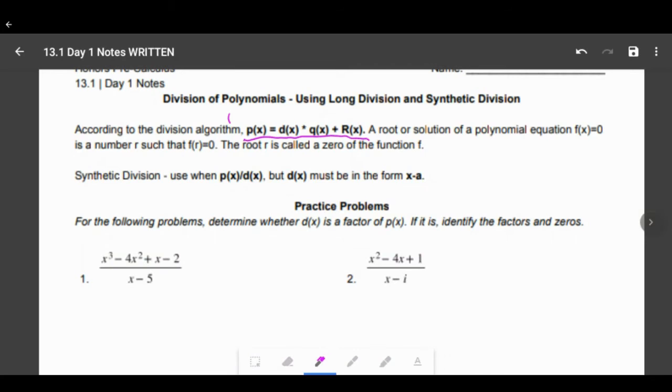The P stands for just the polynomial. So we know the polynomial is equal to D. I'm going to do some abbreviation here: D stands for the divisor, times Q, that's the quotient, and then plus R, that's the remainder. So the polynomial is equal to the divisor times the quotient plus the remainder. That's just a way that you can write that.